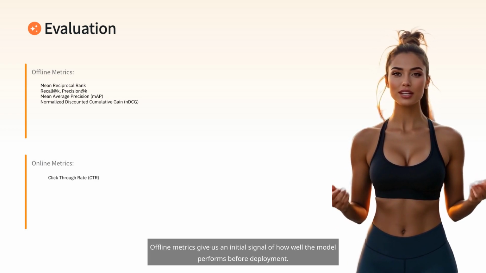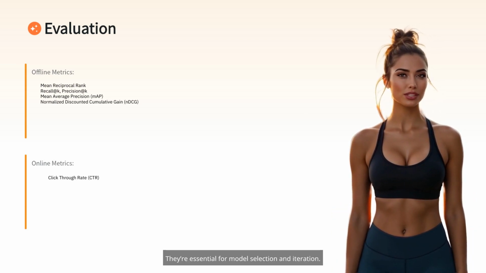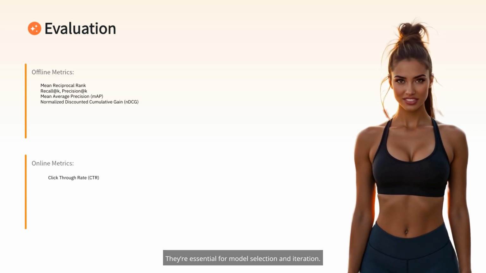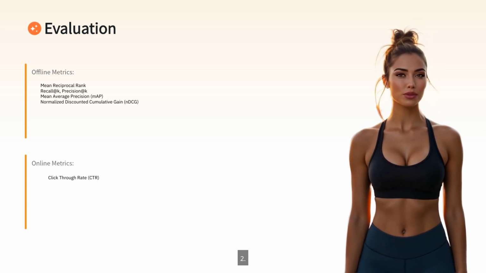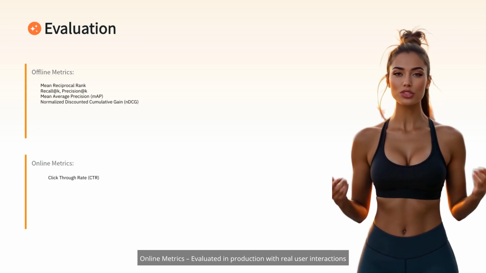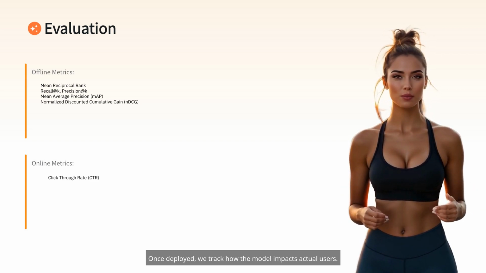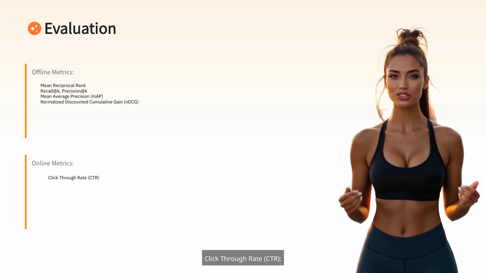Offline metrics give us an initial signal of how well the model performs before deployment. They're essential for model selection and iteration. 2. Online metrics, evaluated in production with real user interactions. Once deployed, we track how the model impacts actual users.